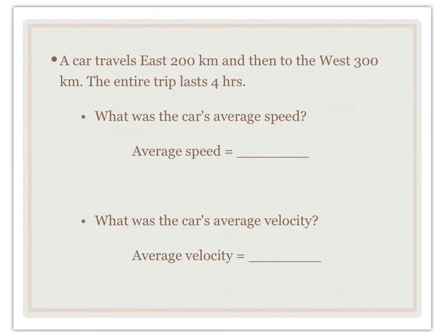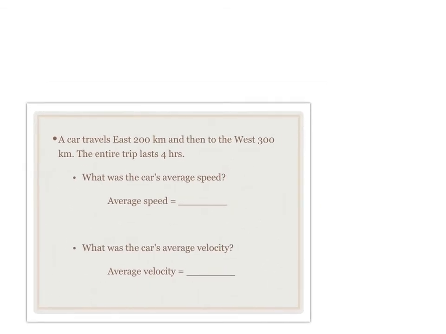Okay, so if we do a couple of examples, we'll again do it on a little number line, calculating average speed versus velocity. So let's say we start here at 0. A car travels east 200 kilometers, and then to the west 300 kilometers. So 1, 2, 3. My ending spot is right here where the red is. My initial spot was where the blue is. The entire trip lasts for 4 hours.